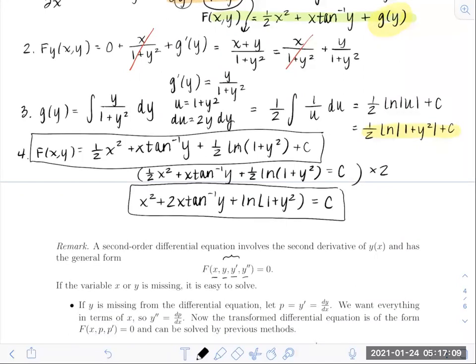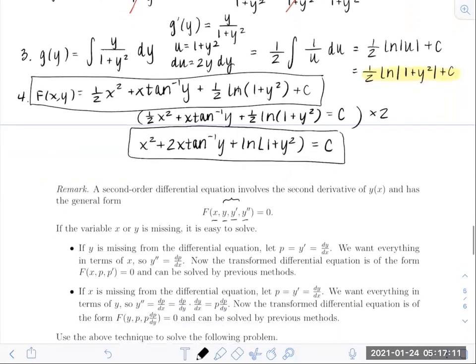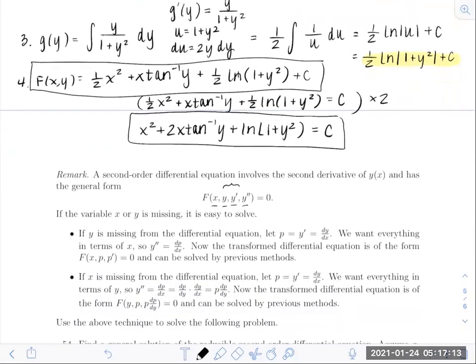What's important is that it must include y double prime in order for it to be classified as a second order DE. Now, what we're going to concern ourselves with are second order DEs in which one of the variables, either x or y, is missing. And so let's take a look at how we're going to do that. I have 2 bullet points here. The first one is if y is missing. So we have x, potentially y prime, and definitely y double prime. So if that's the case and y is missing, how are we going to move forward?